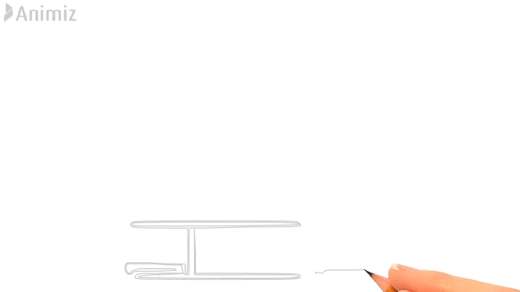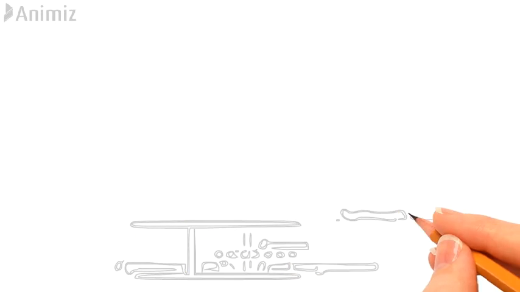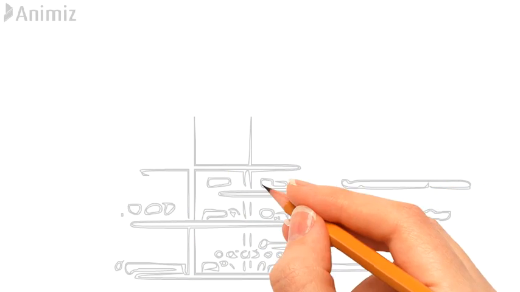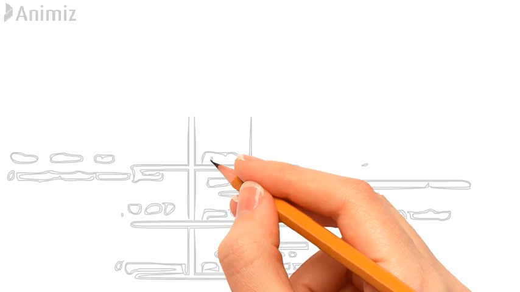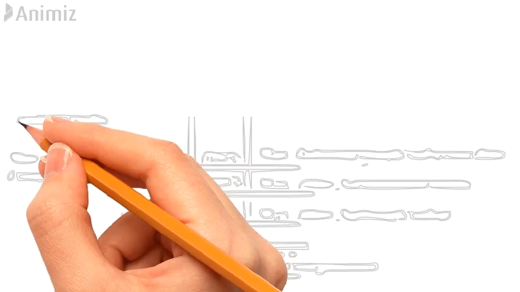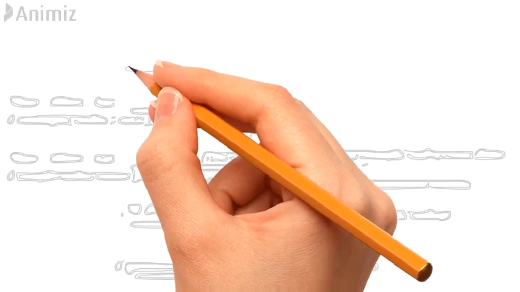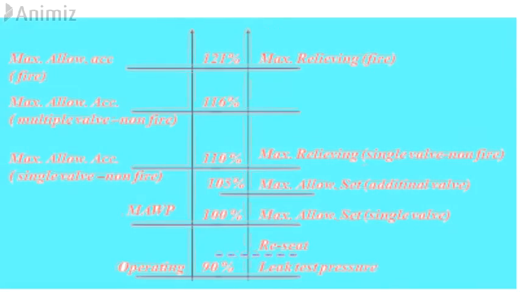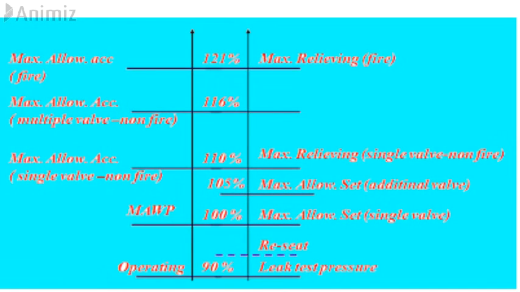Let's consider two cases. First, a pressure vessel with a safety relief device set at 100 kg per centimeter square in fire condition, and a pressure vessel with a safety relief device set at 100 kg per centimeter square in non-fire condition. In both conditions, the safety valve opens at 100 kg per centimeter square, but in a fire condition, the full lift point would happen at 121 kg per centimeter square, and that will be at 110 kg per centimeter square for non-fire condition.